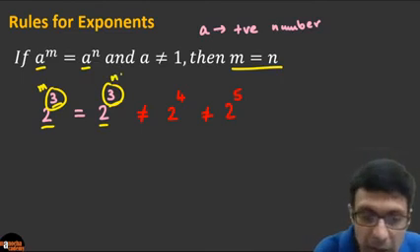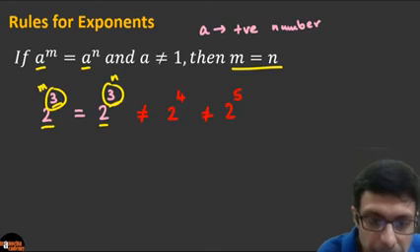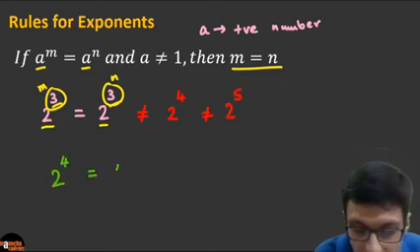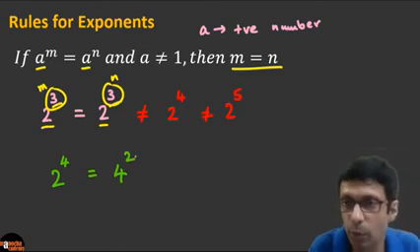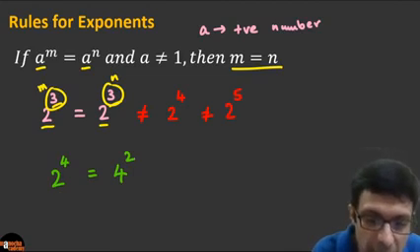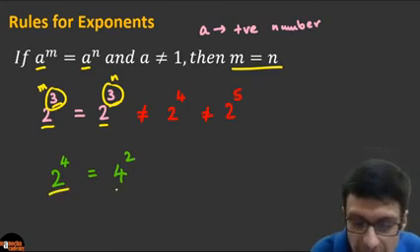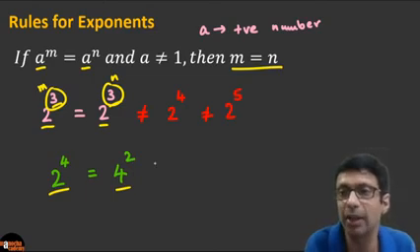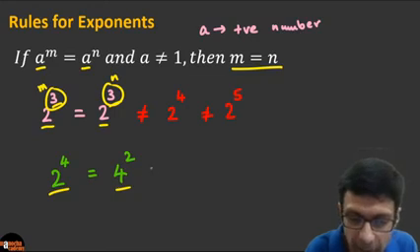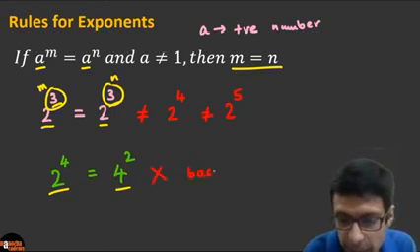Right, guys? But there's another interesting example. If you take 2 to the power 4, that is equal to 4 to the power 2. 2 to the power 4 is 16. We can also express it as 4 to the power 2, but we can't apply this rule here because the base is not the same. Can you see, guys? Here the base is different. So we can't equate the powers. We can't say 4 is equal to 2. So here our rule cannot be applied because the base is different.